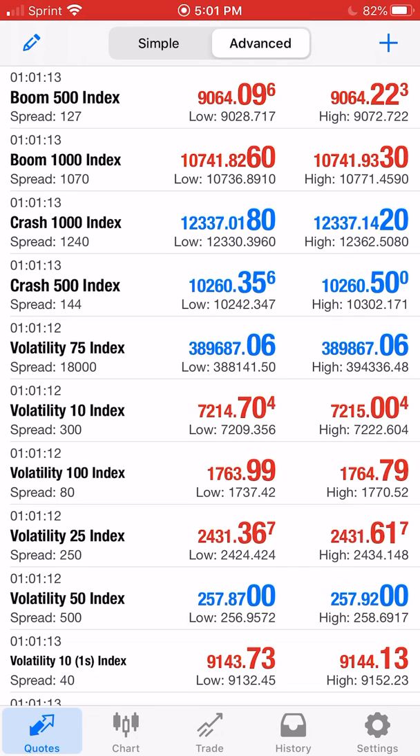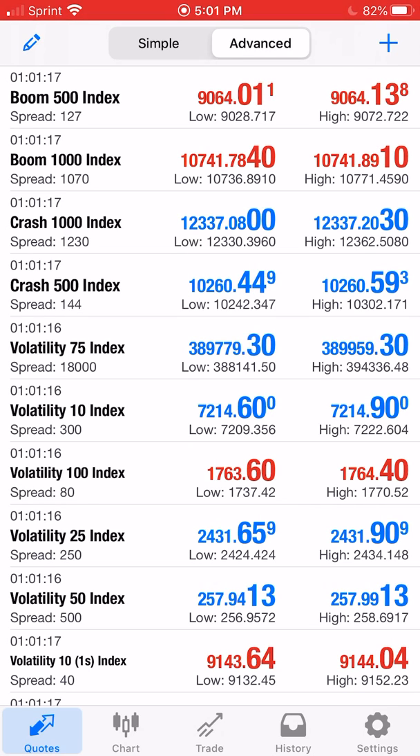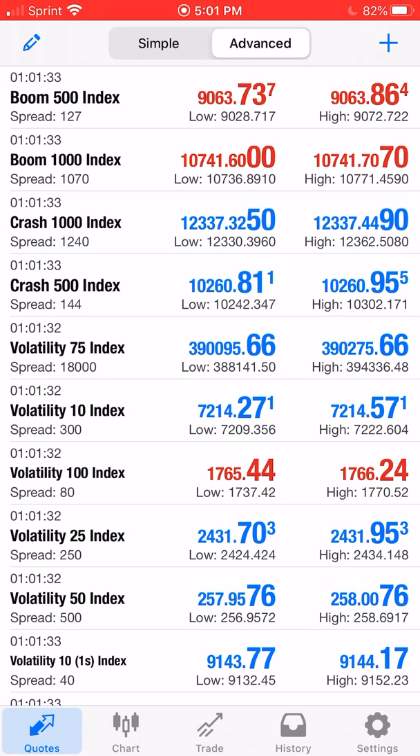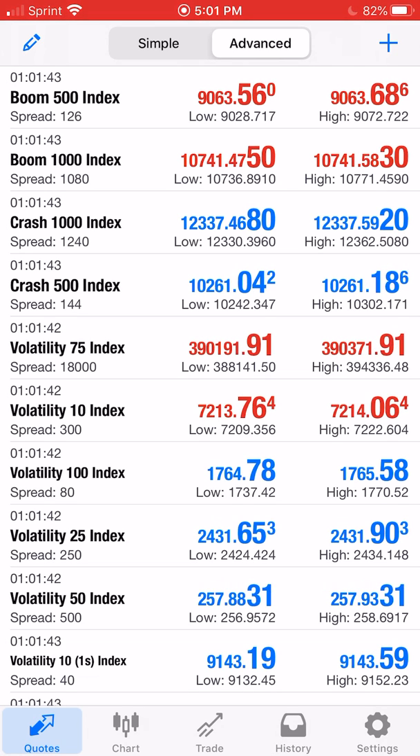So we always want to follow the trend because just like the popular saying, the trend is your friend. Sometimes you can go counter trend and still survive, but if you really want to be on the safe side and have a high probability trade to trend, you have to follow the trend.